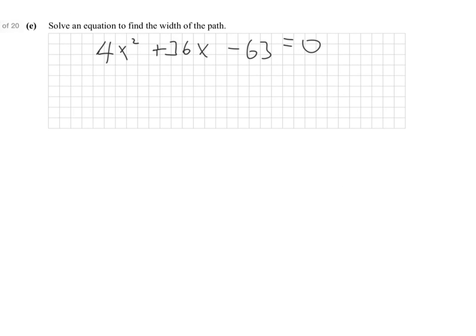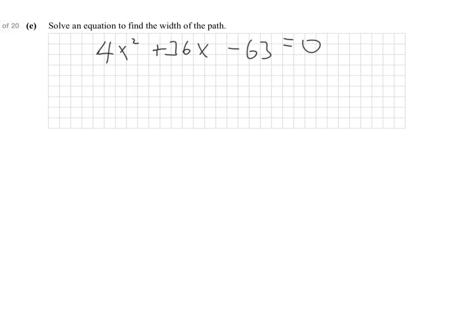So the next question asks us to solve an equation to find the width of the path. We could take either of the two equations. Well, they're the same equation anyway, so this is the equation. We've got to solve this to find the width of the path, which is x, remember. There are lots of different methods you can use for this. I have my own method, especially when you have a number next to the x squared like this, which I'm going to show you now. But you can also use the minus b formula if you're not confident about doing it this way.